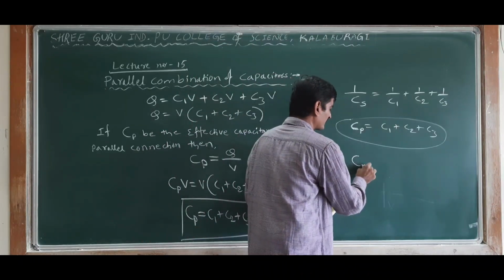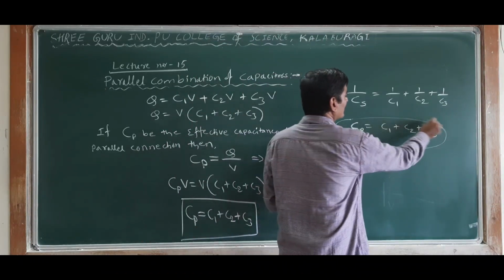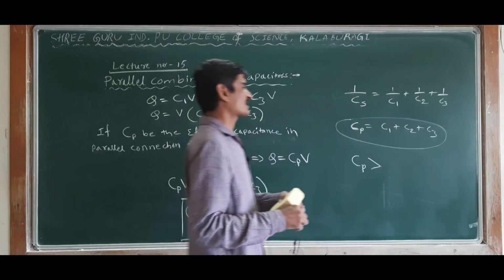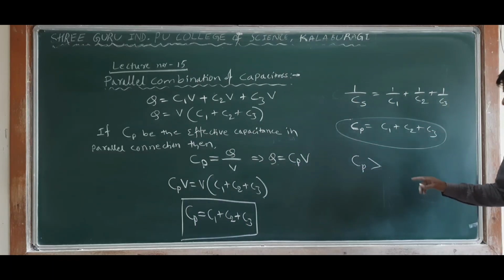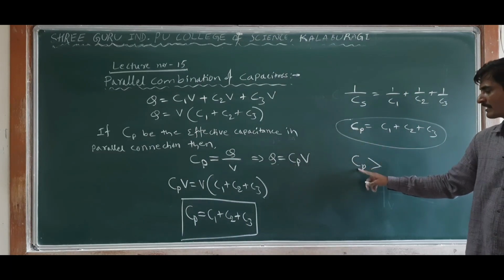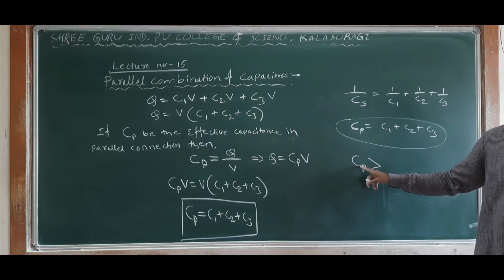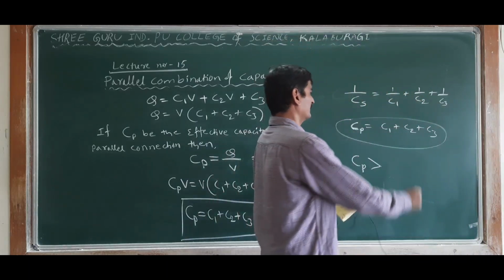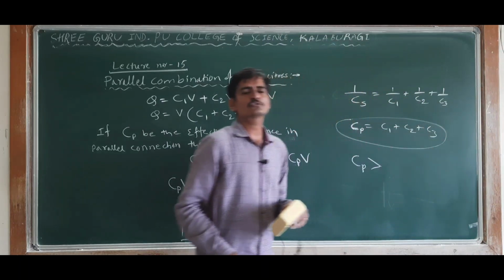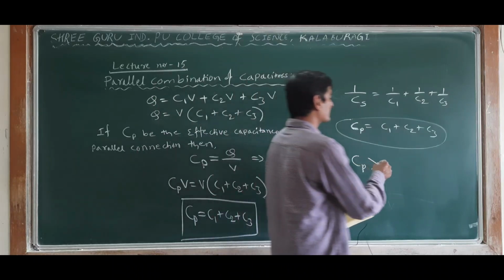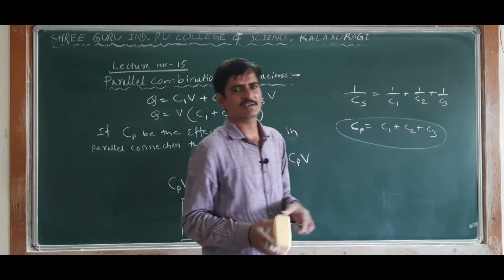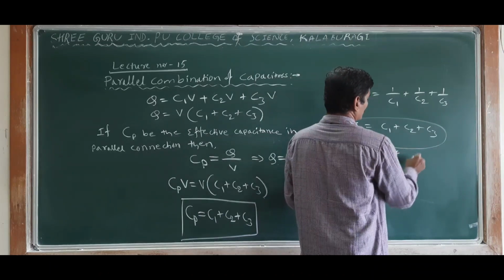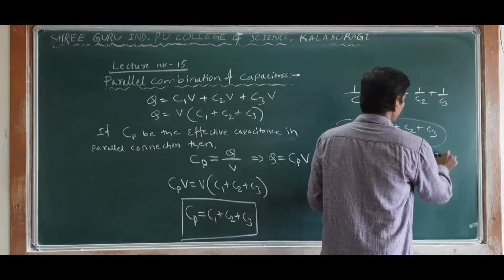The effective capacitance of parallel combination will be greater than the greatest of all the three capacitors, greater than the individual capacitors. For example, if there are three capacitors, 1 microfarad, 2 microfarad and 3 microfarad.